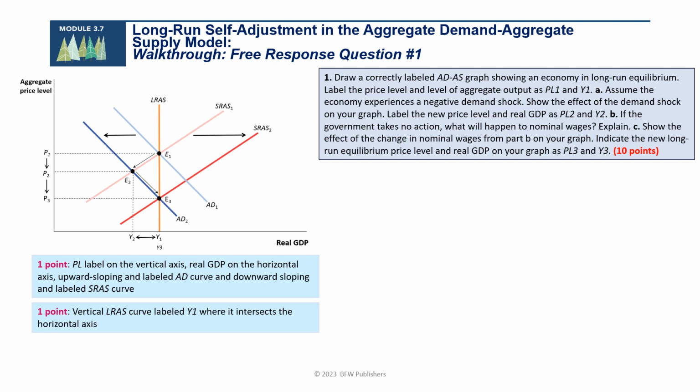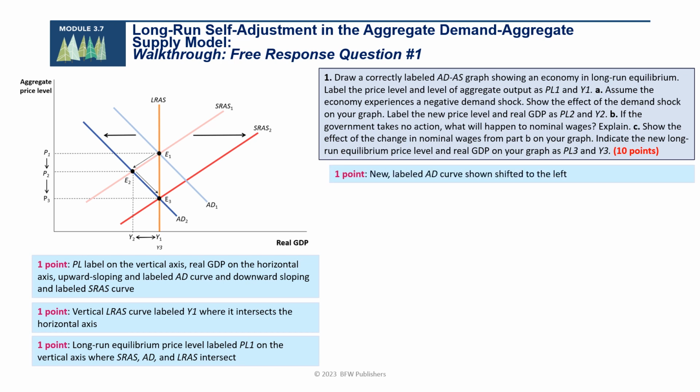Now you're like, okay, that's where we are. That's the starting scenario. Then the question asks you to graph what happens from E1 when there is a negative demand shock, right? So we're at E1. You've already correctly labeled and drawn your three curves and your axes respectively. And now what happens? All right, now we have a leftward shift of the aggregate demand curve. So our negative demand shock shifts aggregate demand from AD1 to AD2. We have a new equilibrium at E2.